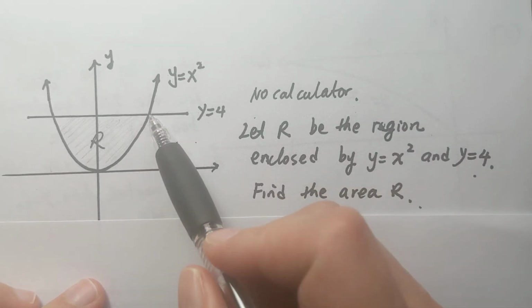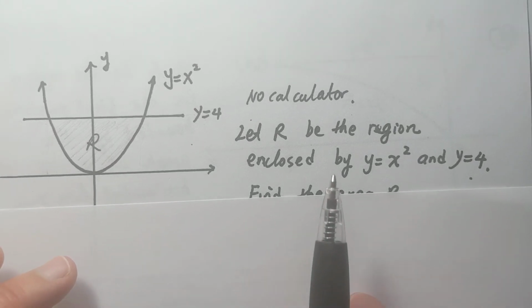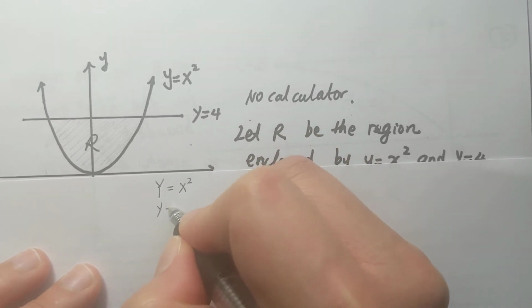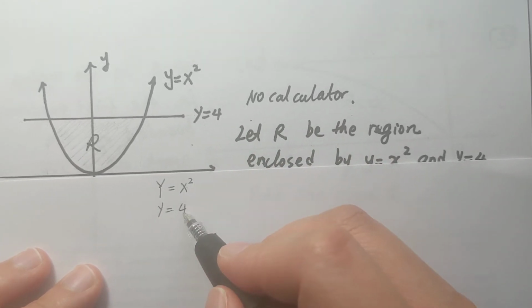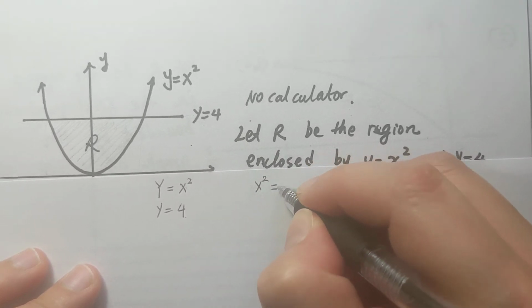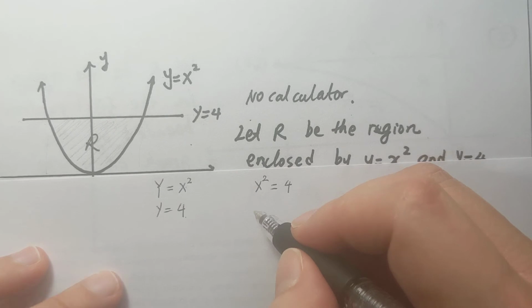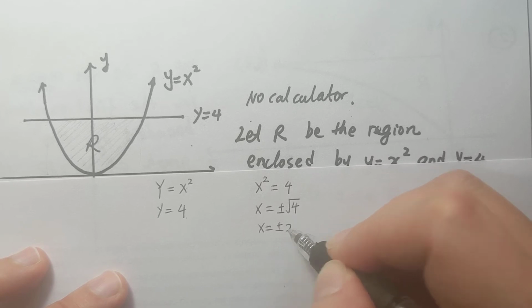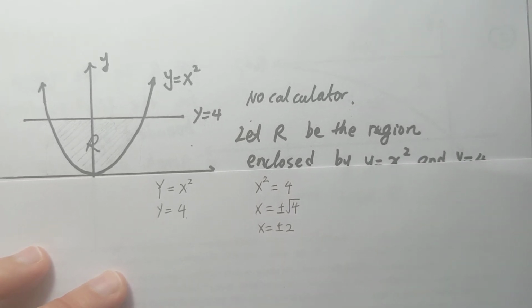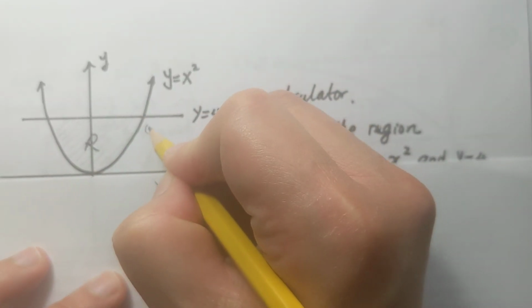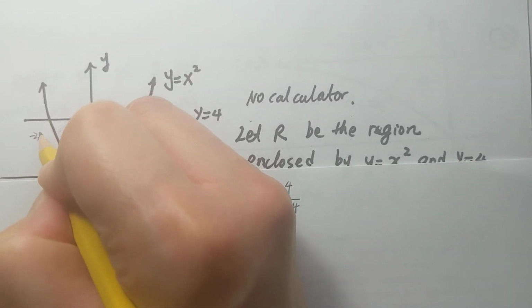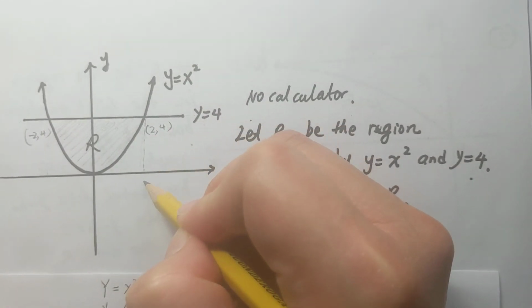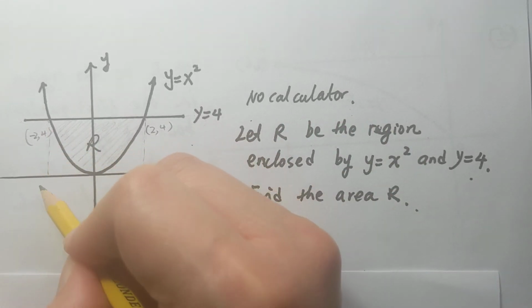In order to find the intersections, we are going to make the two equations equal to each other. So we get y equal to x squared and y equal to 4. So I'm going to make them equal to each other. So x squared equal to 4. And now we solve it. So x equal to plus minus square root of 4. So x equal to plus minus 2. So that means the points of intersection are going to be (2, 4) and (-2, 4). So the x value over here is 2, and this x value is -2.